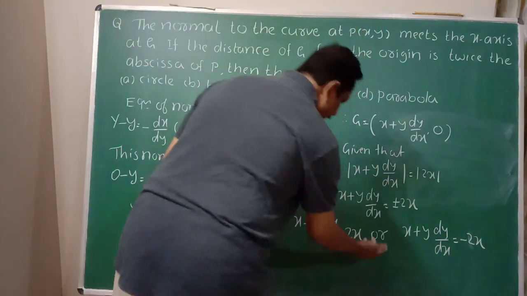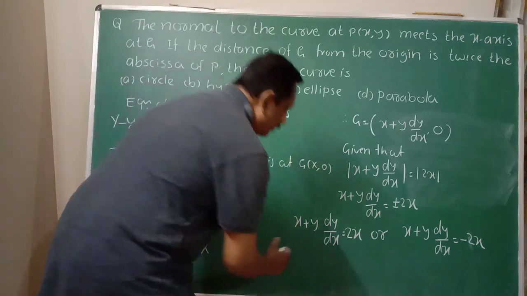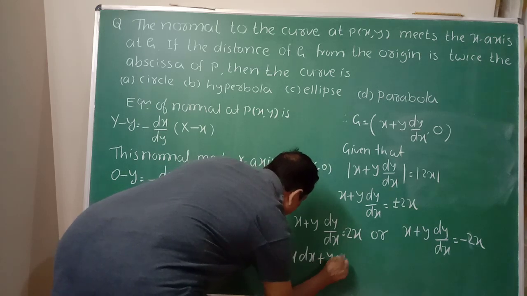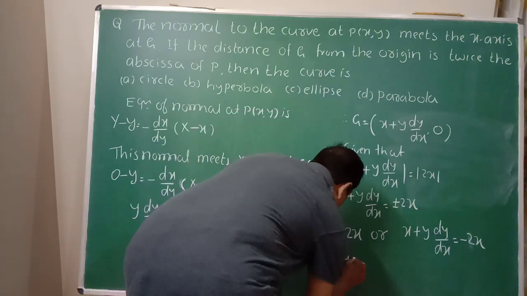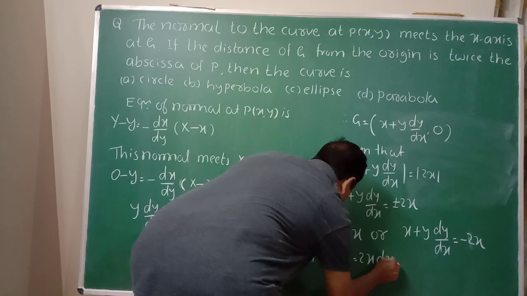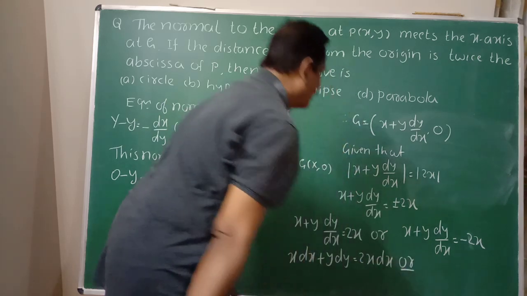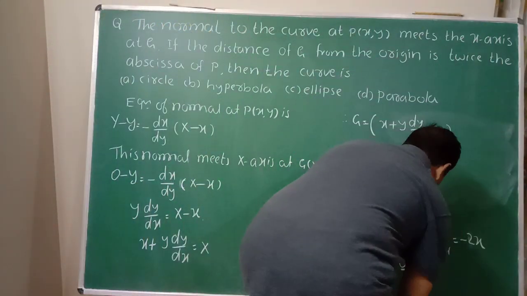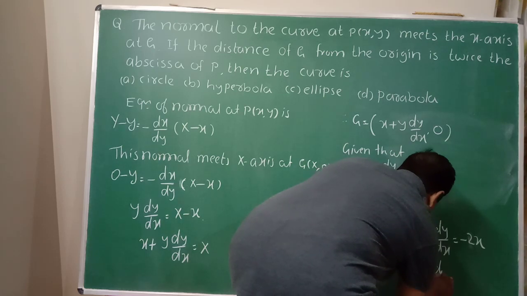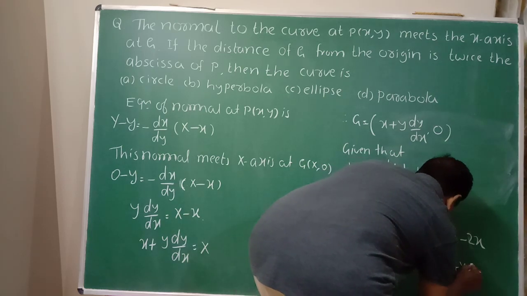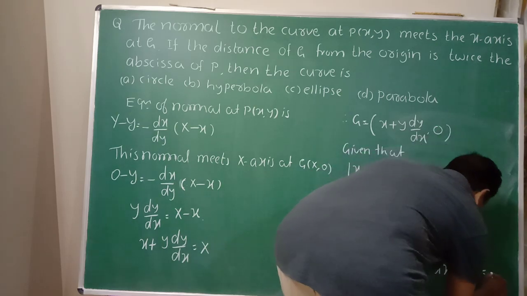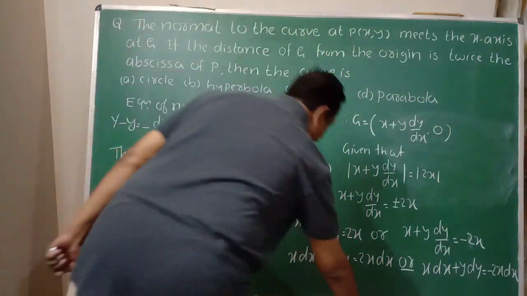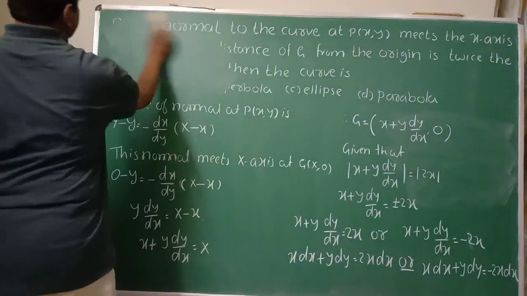Now multiplying both sides by dx, we get x into dx plus y into dy is equal to 2x into dx. Or, multiplying both sides by dx here also, x into dx plus y into dy is equal to minus 2x into dx, minus 2x into dx. Then simplify it.